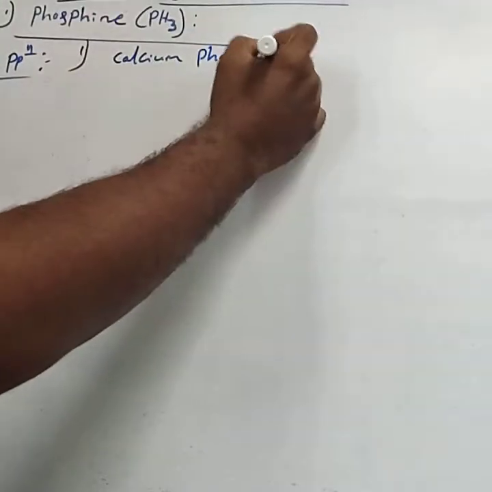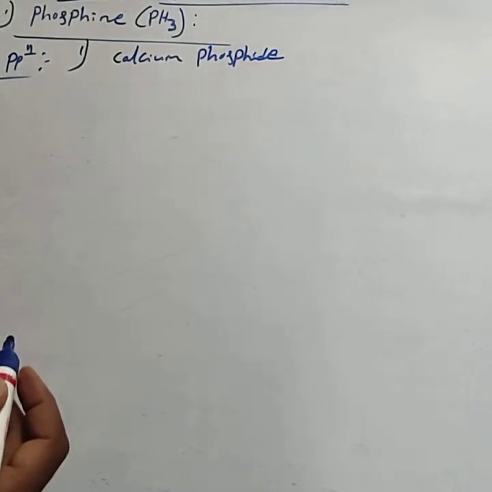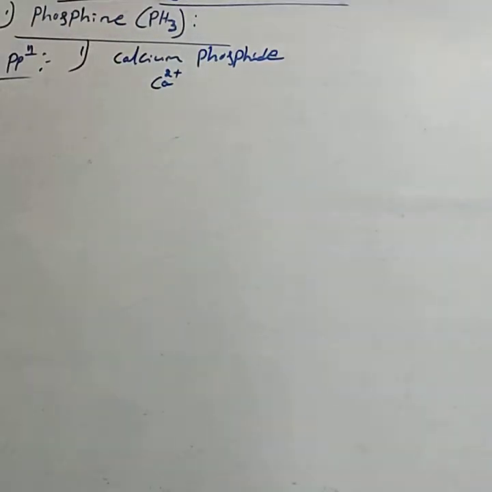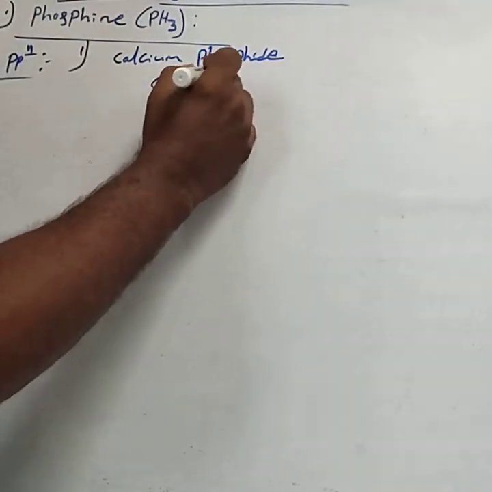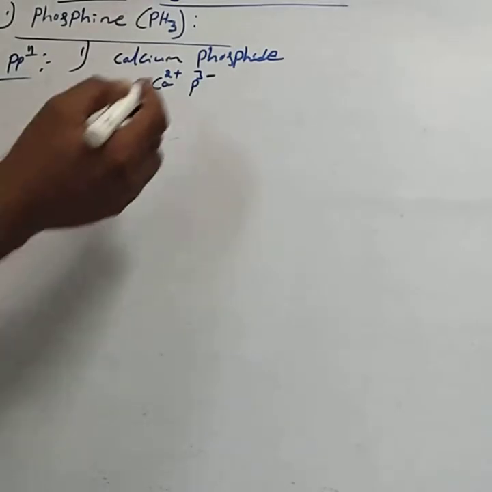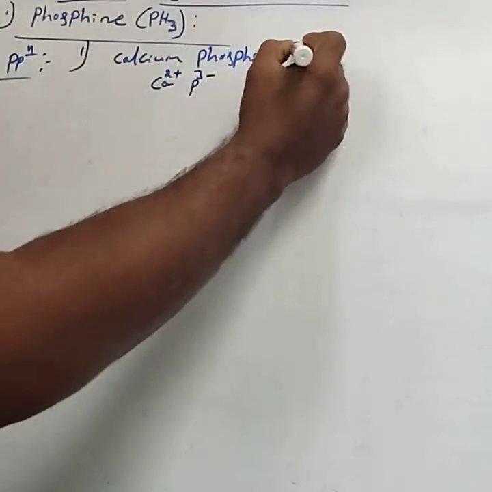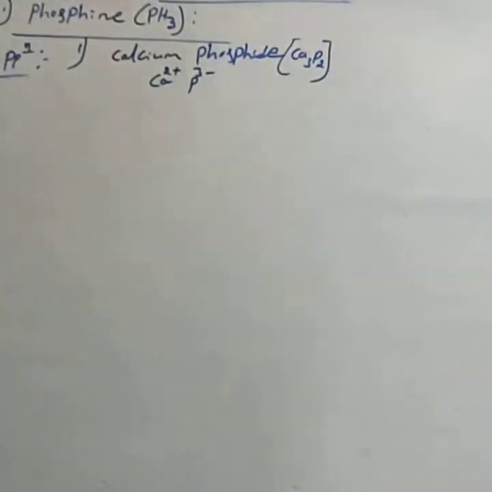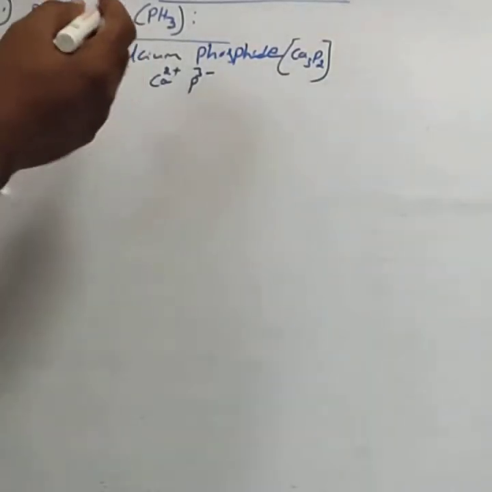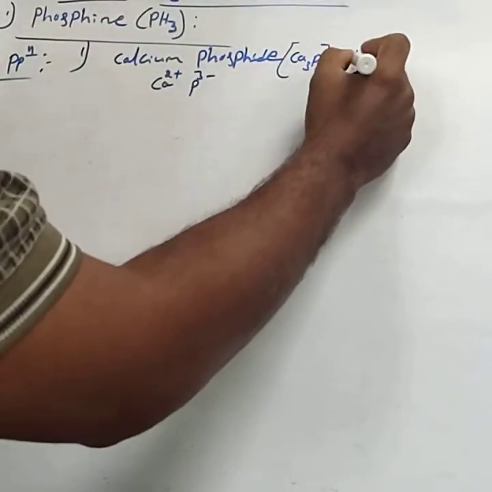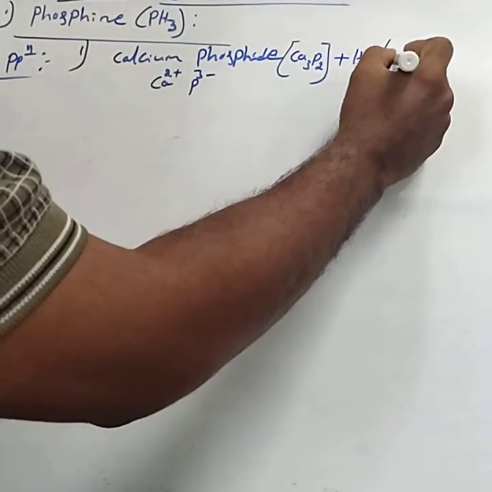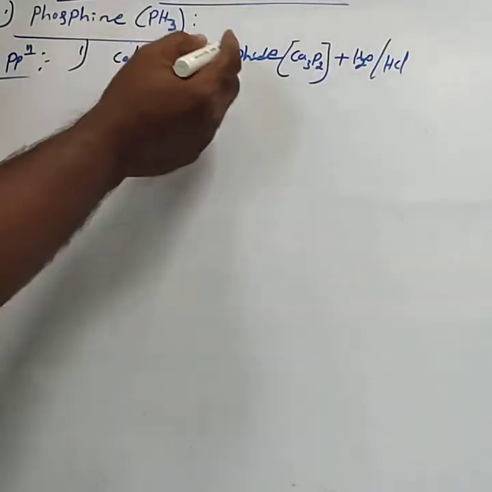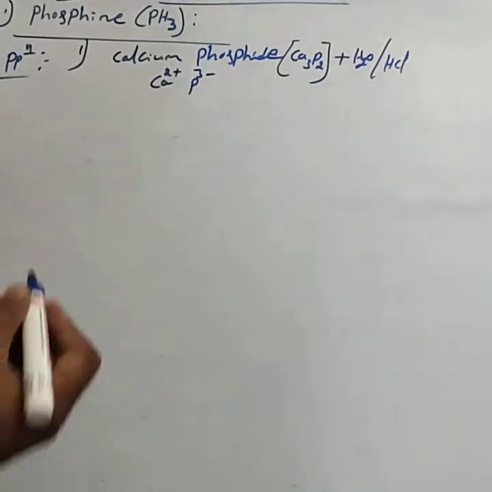Calcium phosphide is given by the formula: the calcium ion has a 2 plus charge, the phosphide ion has a 3 minus charge. Cross multiply the charges and you get Ca3P2. Calcium phosphide formula is Ca3P2. By treating calcium phosphide either with water or with HCl, we get phosphine.